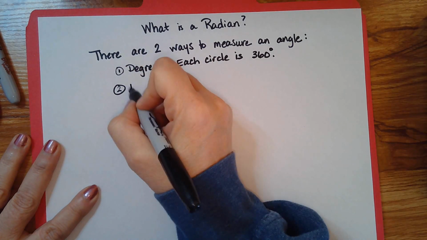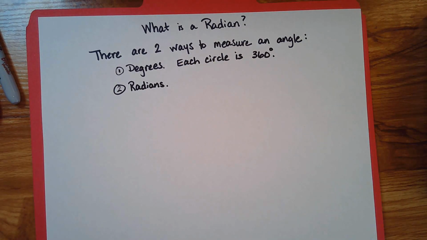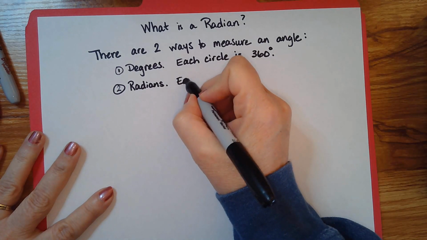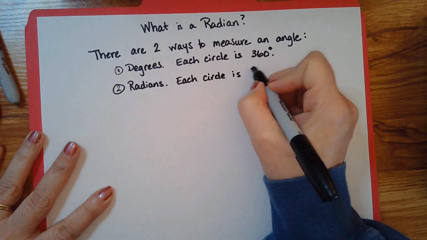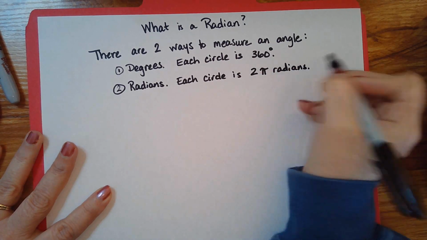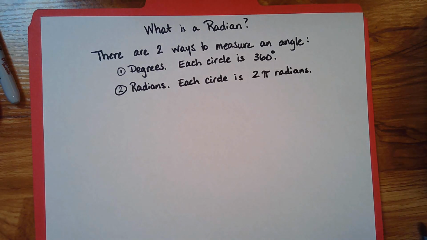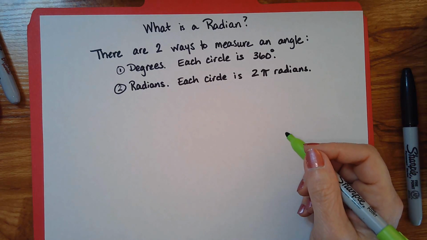The second way that we could measure an angle is in this unit called a radian. And here, each circle is 2 pi radians, which I know just seems weird as can be. And why would we ever want to do that? I know. I get it. I feel for you. I am sorry that you have to learn this new thing, but you do.